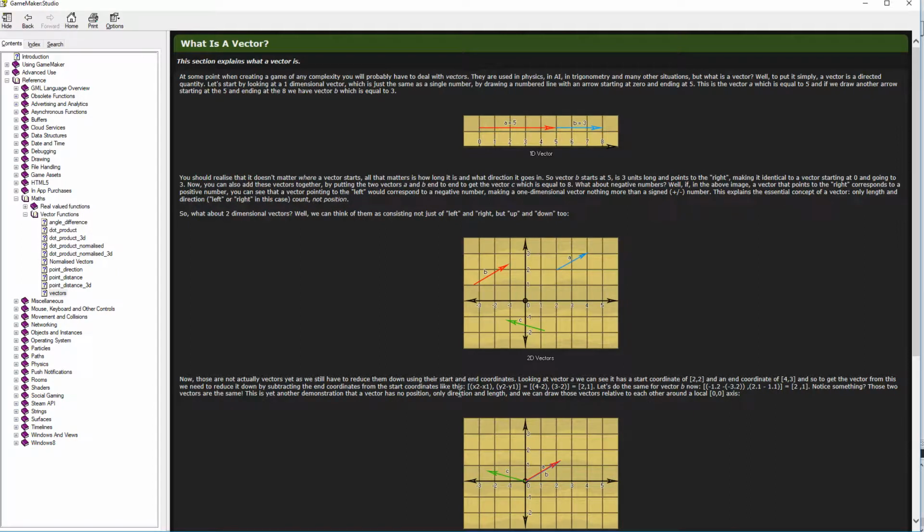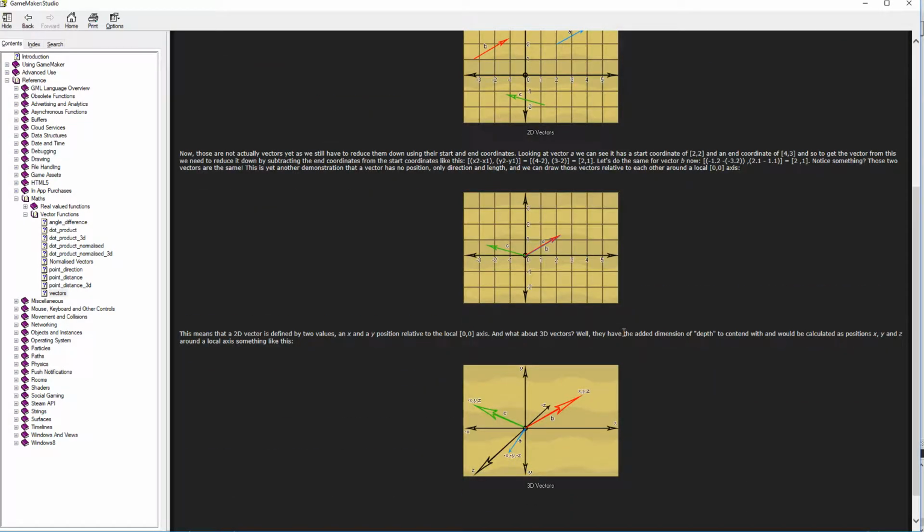So what about two-dimensional vectors? Well, we can think of them as consisting not just of left and right, but up and down too. Now these are not actually vectors yet, as we still have to reduce them down to using their start and end coordinates. Okay.